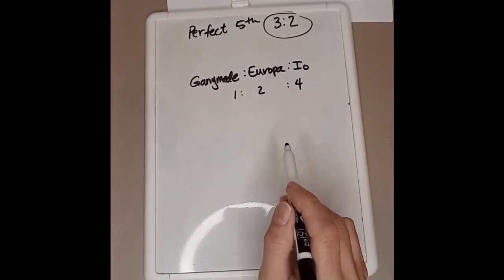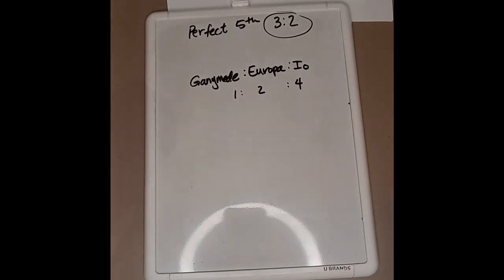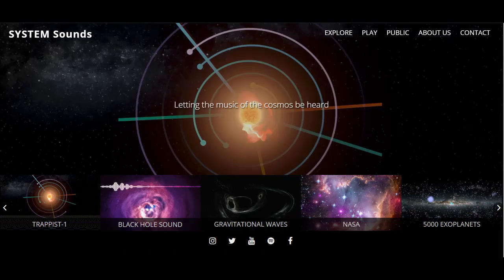And one guy who's studying this is Dr. Matt Russo at the University of Toronto. And he has a website called system-sounds.com. He and his colleagues measure the vibrations, the music of these planets, essentially. And one of the ones that they study is called TRAPPIST-1, a planetary system that they have put music to.